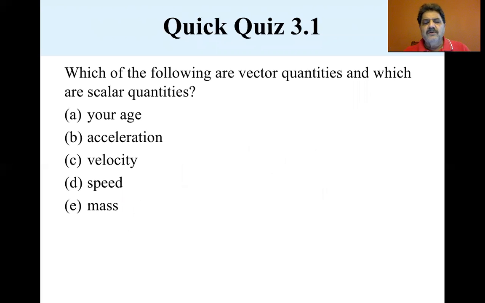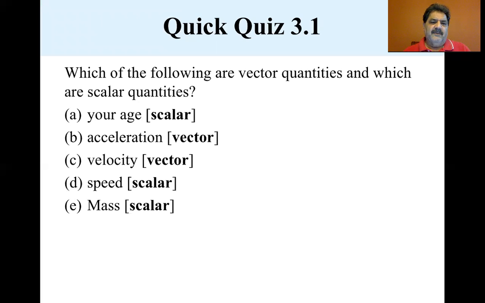Well, there are only 2 vectors here, and they're acceleration and velocity. Your age, the speed, and mass are all scalar quantities. Okay, so that is a short little section. That ends our discussion of vector and scalar quantities. The next section will be 3.3, basic vector arithmetic.